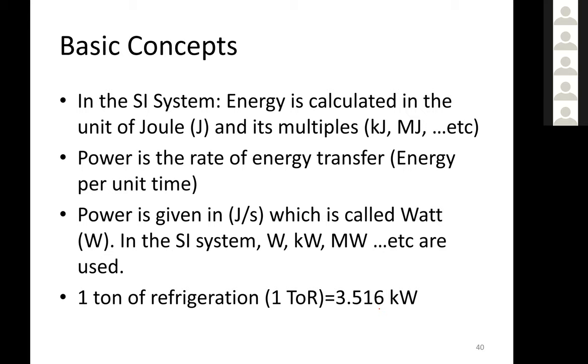Using the SI system, energy is calculated in the units of joule and its multiples like kilojoule, megajoule, and power is basically the rate of energy transfer per unit time. And for that, we use joule per second, which is watt. And then we express the figures in SI units in multiples of watts like kilowatts and megawatts. 1 ton of refrigeration is equivalent to 3.516 kilowatts. And we need to do this conversion when we get the cooling load in kilowatt converted into tons.